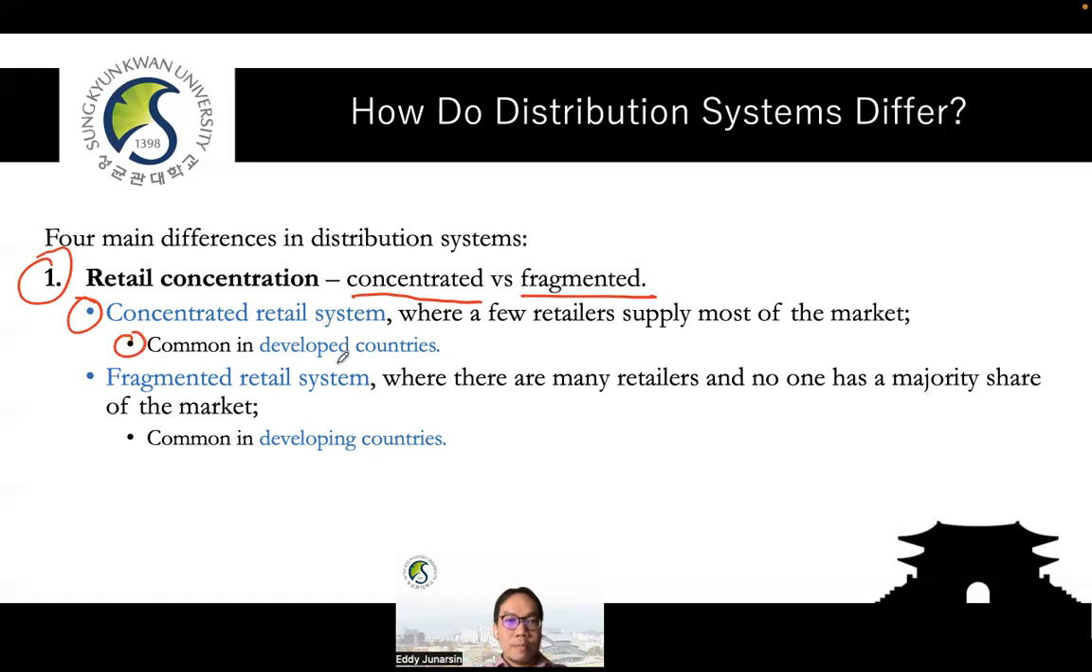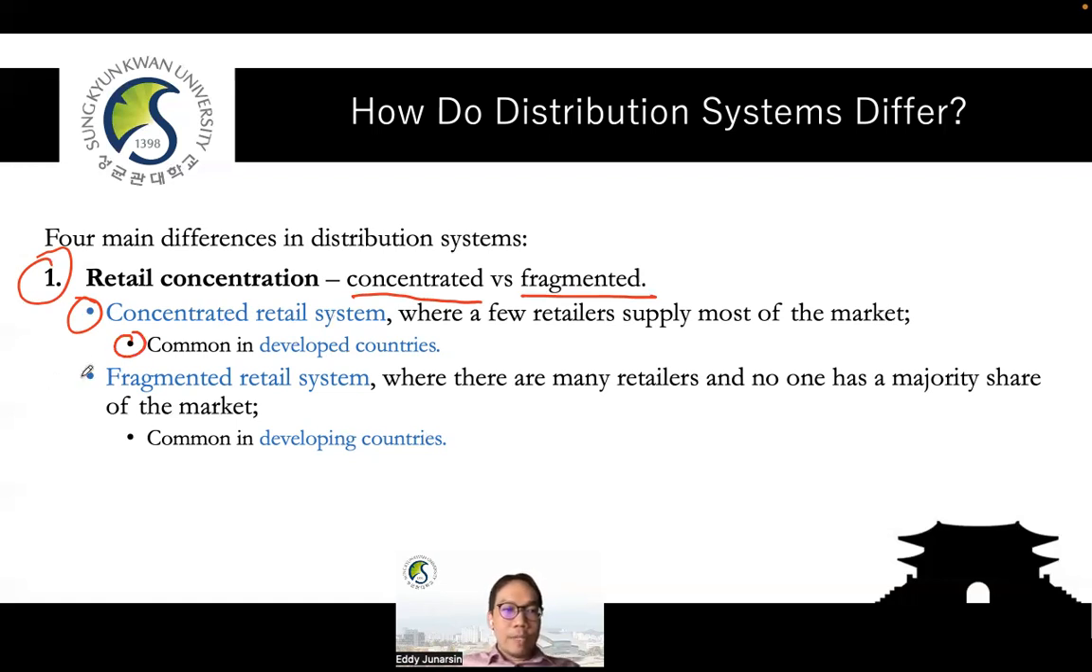See, this is essentially more common in developed countries. So few retailers are coordinating, accumulating the power of the supply. Right? They're accumulating the supply and they supply most of the market.